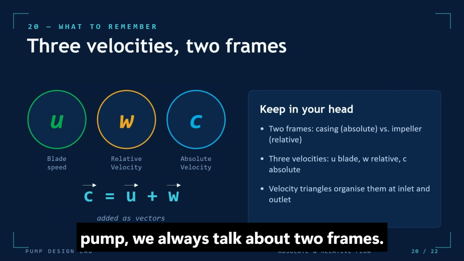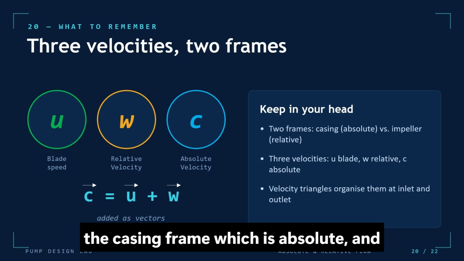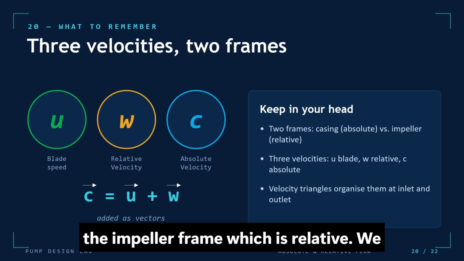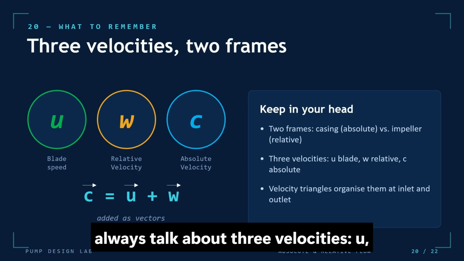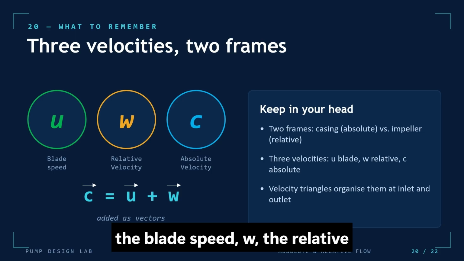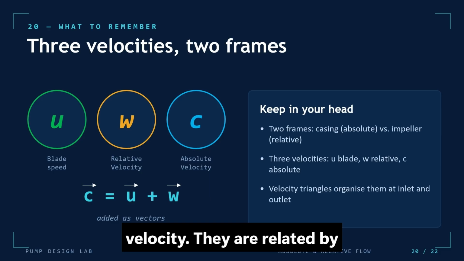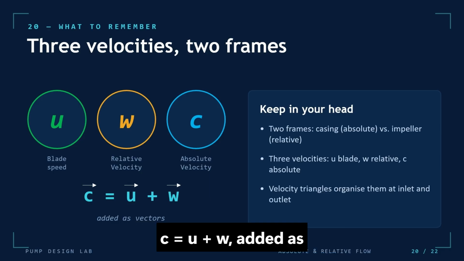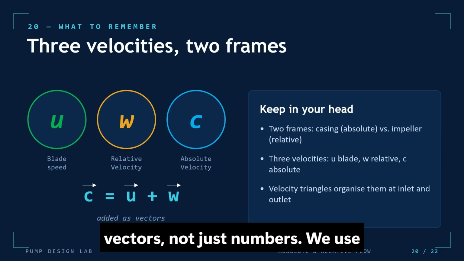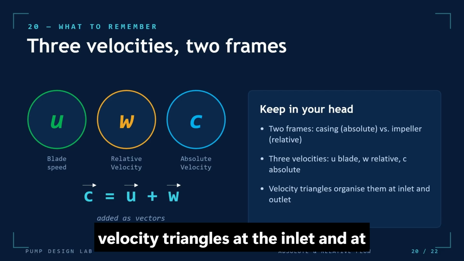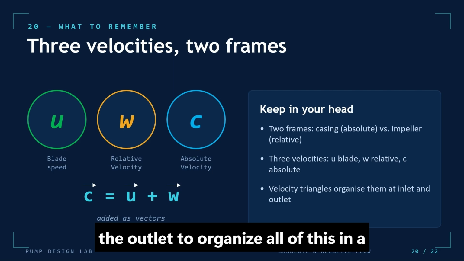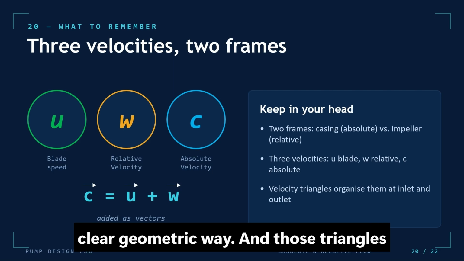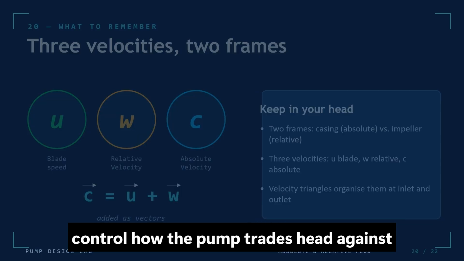Key takeaways. Let's recap the essentials. Inside a pump, we always talk about two frames. The casing frame, which is absolute, and the impeller frame, which is relative. We always talk about three velocities. U, the blade speed, W, the relative velocity, and C, the absolute velocity. They are related by C equals U plus W, added as vectors, not just numbers. We use velocity triangles at the inlet and at the outlet to organize all of this in a clear geometric way. And those triangles control how the pump trades head against flow.